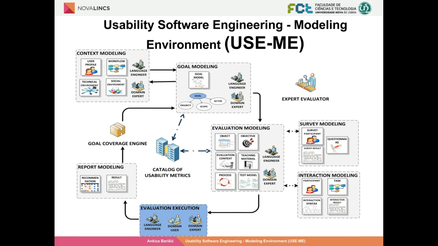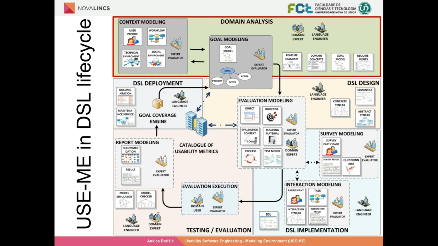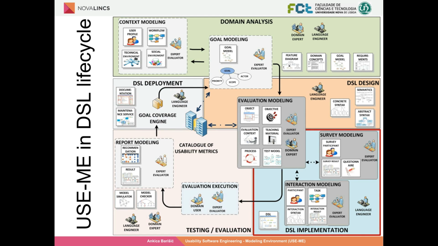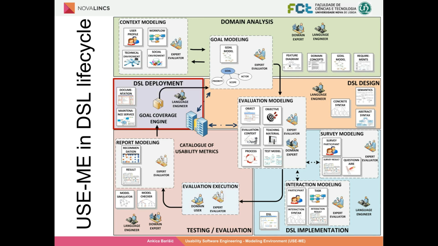The UseMe approach is applicable during any DSL development phase. However, we can integrate it in a way that one cycle of the UseMe process is performed during one DSL development iteration. Through the domain analysis, context modeling and goal modeling activities can be performed. During the DSL design phase, the evaluation modeling phase can start. In the time of the implementation phase, survey modeling and interaction modeling activities can be conducted to produce test models. During the testing phase, the evaluation is executed and the report modeling activity can be performed.